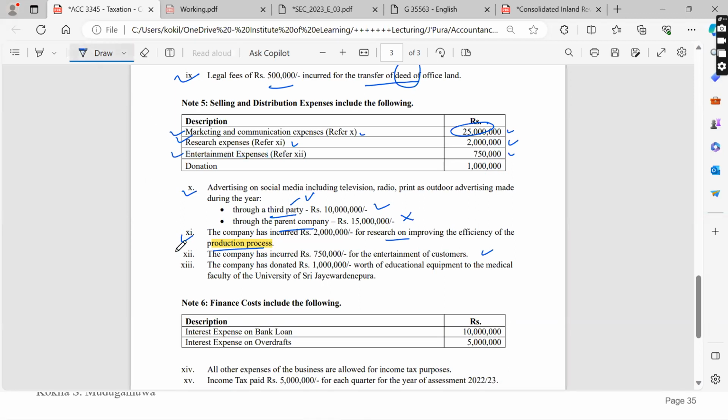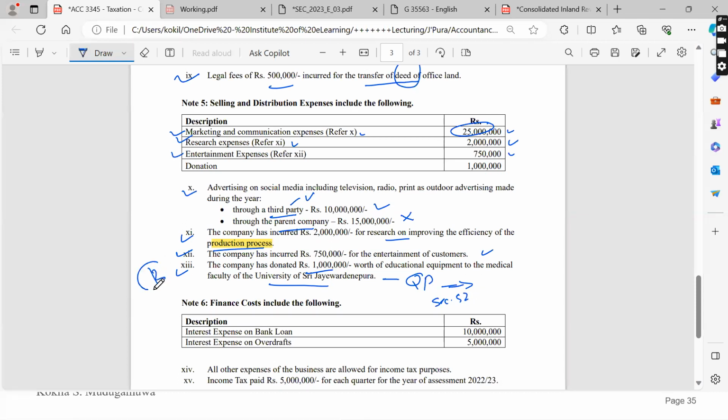So then, the company has donated 1,000 worth of educational equipment to the medical faculty of the University of Sri Jayawardenepura. 1,000 donation. Whatever the donation, you have to disallow, and subsequently, if it is a donation to government or a specified institution under qualifying payment, you can get this, because this is a specified institution under section 52. Under section 52, this is a qualifying payment.